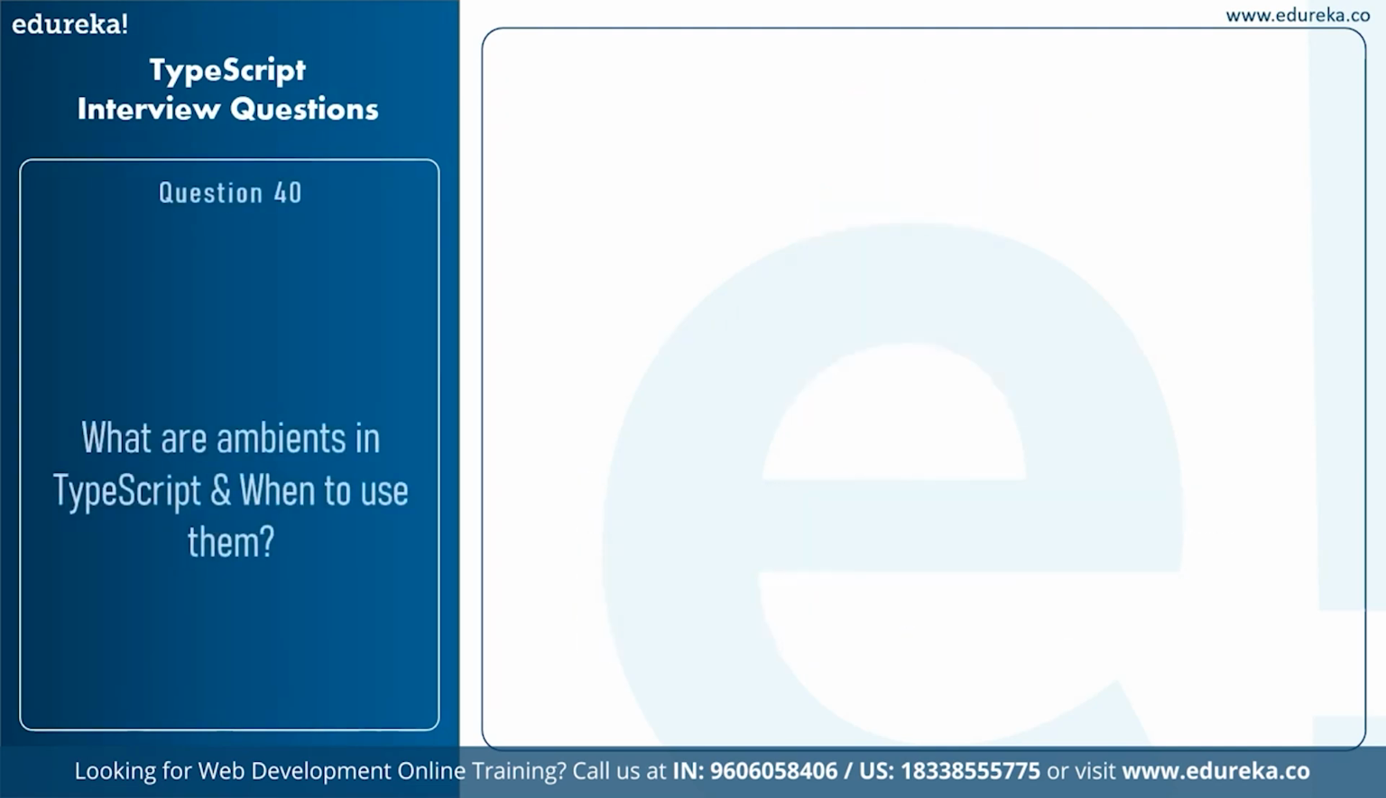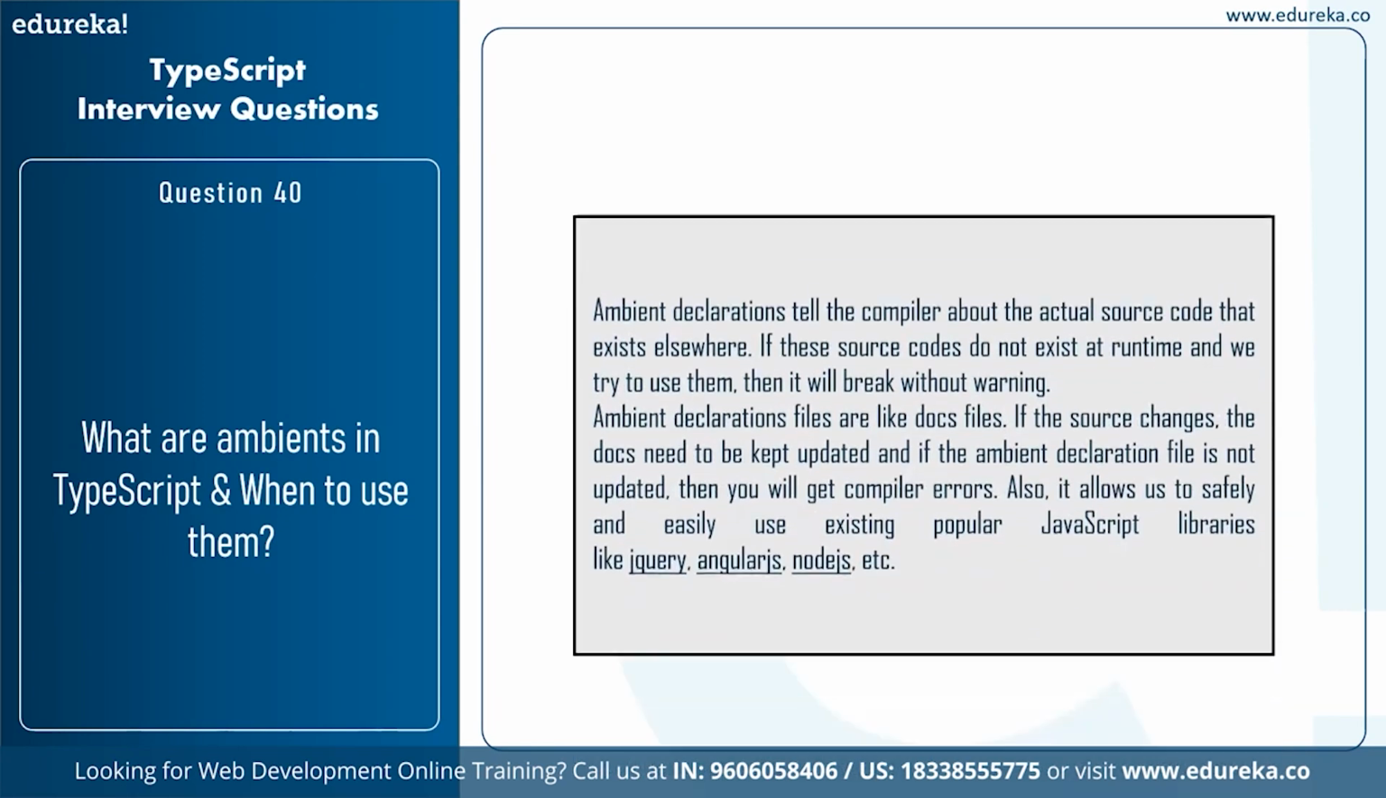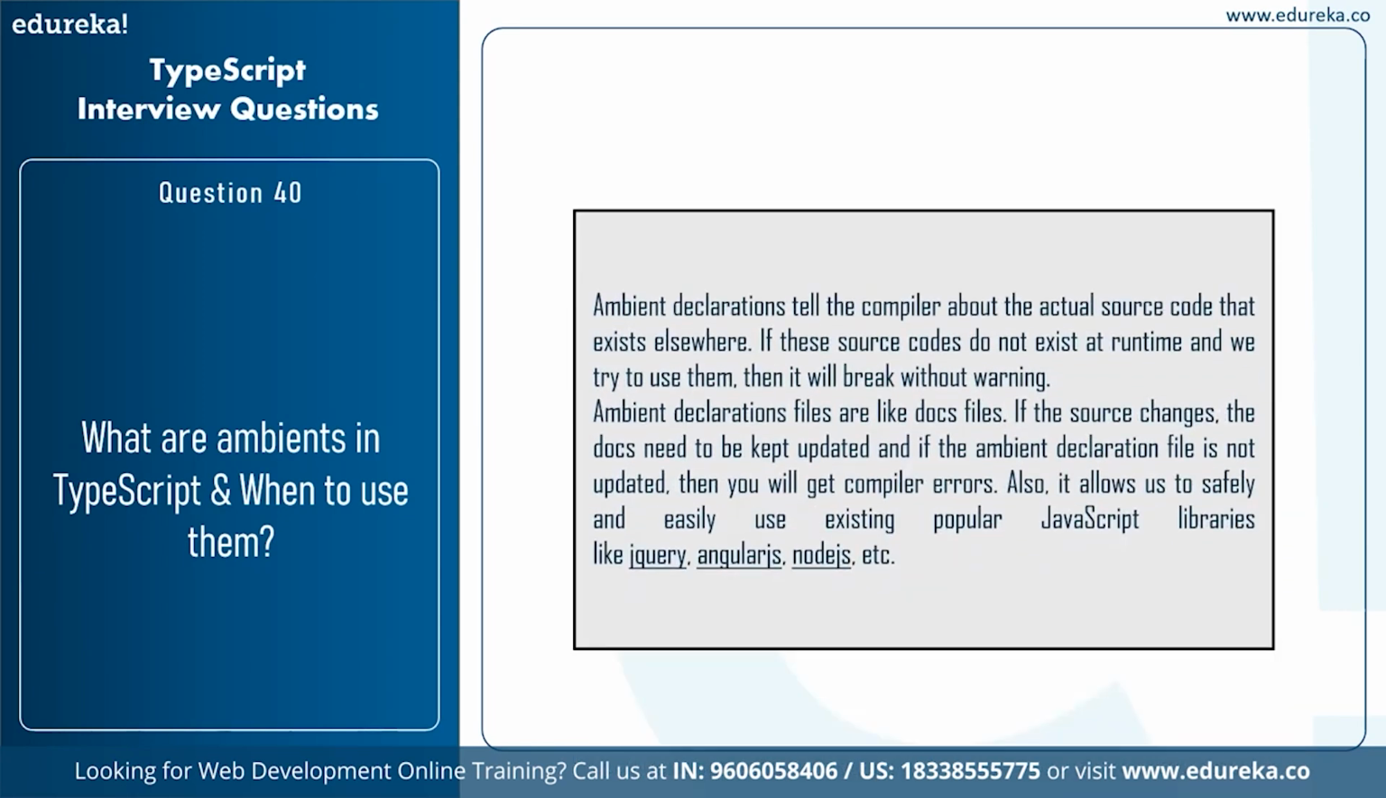Now, moving on, what are ambients in TypeScript and when to use them? Now, ambient declarations tell the compiler about the actual source code that exists somewhere else. If this source code does not exist at runtime and we try to use it, then it will break without any warning. Now, ambient declaration files are like doc files. If the source changes, the docs need to be kept updated. And if the ambient declaration file is not updated, then you will get compiler errors. Also, it allows us to safely and easily use existing popular JavaScript libraries like jQuery, AngularJS, NodeJS, etc.